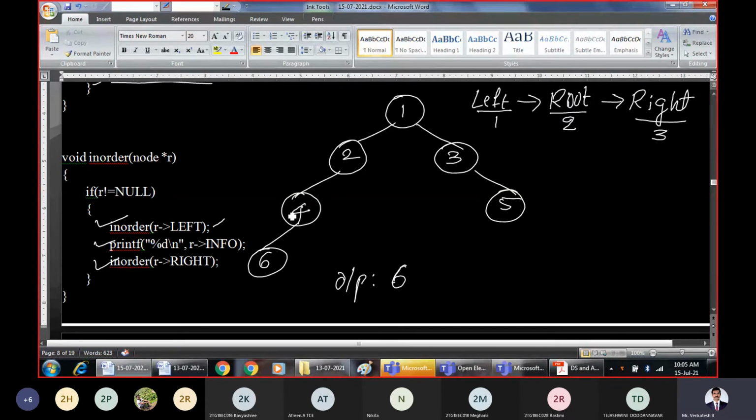Now for node 4, left is processed. Now you have to concentrate on the root part. After left, root part, that is 4. Now once root is processed for 4, what is the next step? Right subtree. For 4, there is no right subtree, so you need not process it and go one level up.